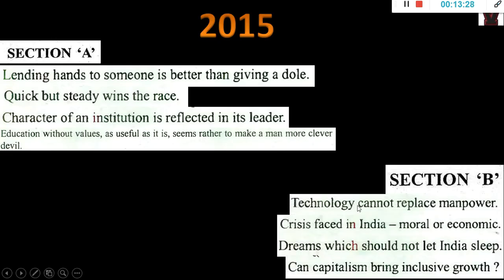Now, technology cannot replace manpower. Crisis faced in India, moral or economic. Dreams which should not let India sleep. Okay, this one if you Google it, you will get a lot of articles. Okay, same heading because it came in The Hindu also, I think. Now, can capitalism bring inclusive growth?